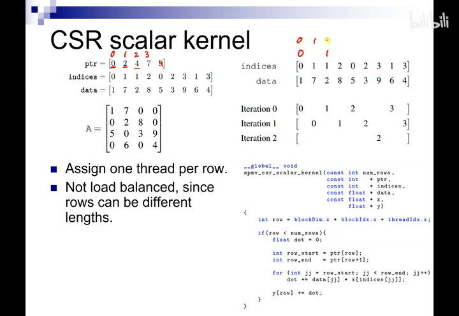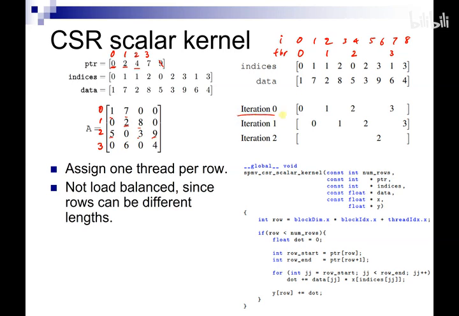So 0, 1, 2, 3, 4, 5, 6, 7, 8. These are the threads, and this is I. So thread 2 is going to start over here, and thread 3 is going to start over here. The threads are going to process A row by row. Thread 0, 1, 2, 3 are each responsible for one row, and they're just going to be processing the non-zeros in their row of A in different iterations.